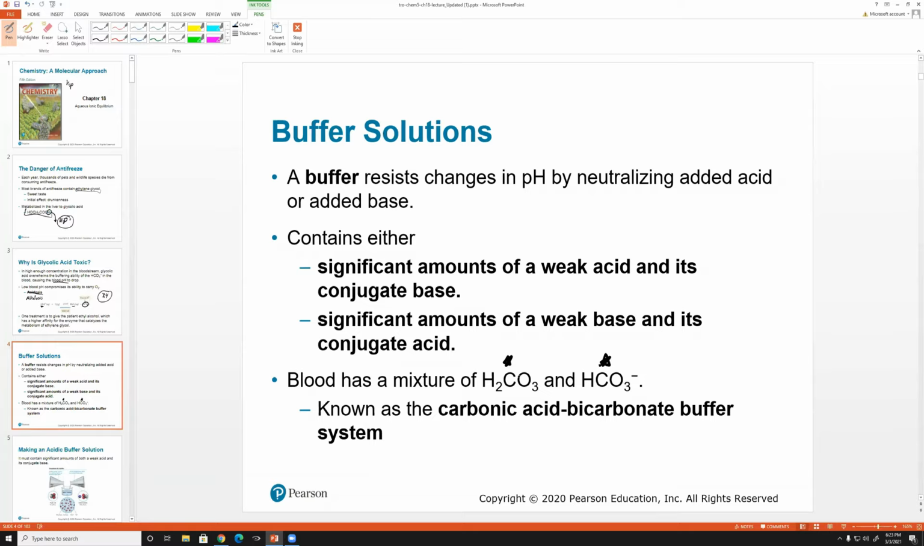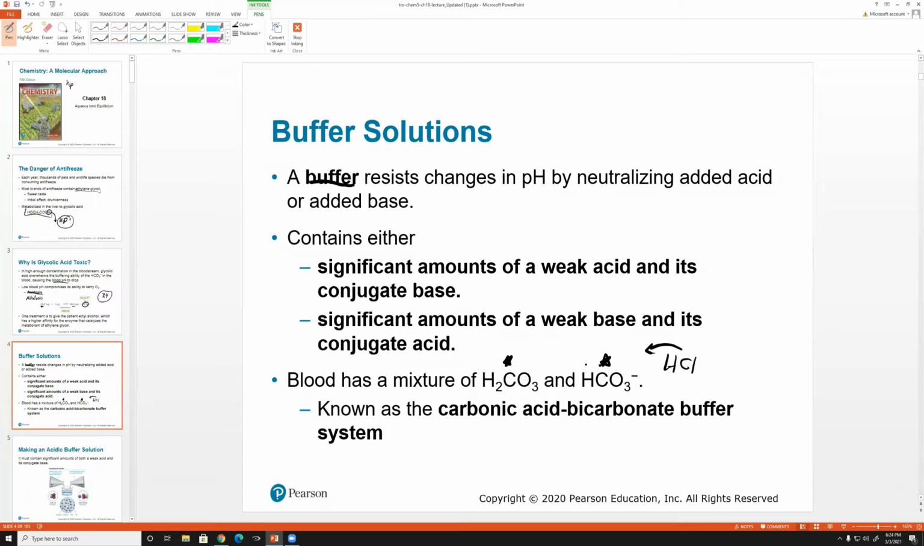This carbonic acid bicarbonate buffer system is regulated by a weak acid and its conjugate base. Remember we went over weak acid conjugate base pairs. This is where what a buffer is in general comes into play. In our body, we have the bicarbonate carbonic acid buffer system, where if we introduce acid, what's going to happen? Let's introduce an acid, HCl.